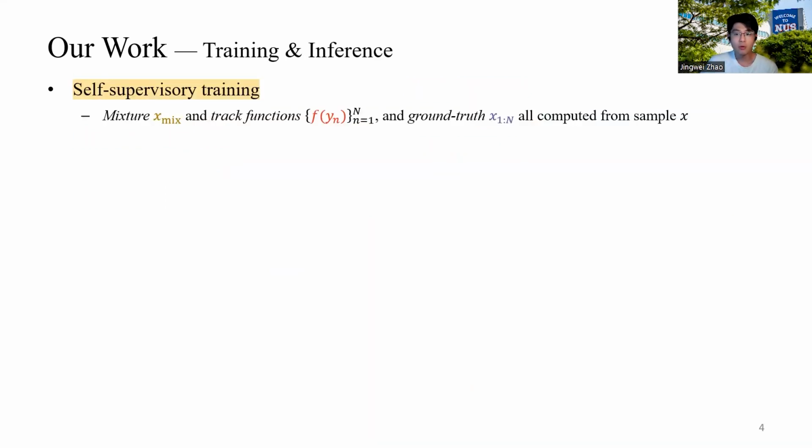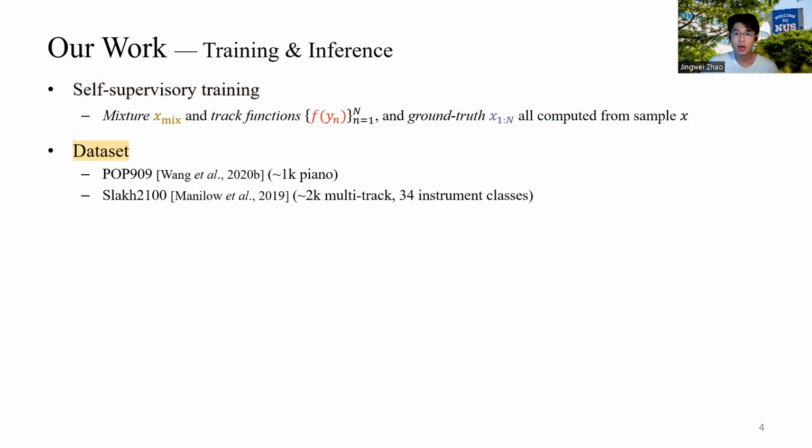Here we note that our model is self-supervised. It takes a mixture and track functions and reconstructs individual tracks, all of which can be obtained from unlabeled data samples. We use two datasets to train our model. The first one is Pop 909, which has around 1,000 pop songs in piano arrangement. And the other one is SLog 2100, which has 2,000 multi-track arrangement pieces.